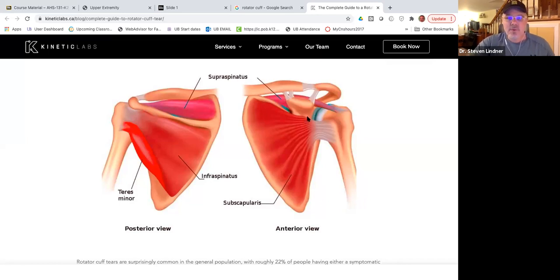Okay, so the rotator cuff muscles are sometimes called the SITS muscles. S-I-T-S, and the last S is for the subscapularis. Okay, so now that I showed you those muscles, let me go to my whiteboard for a second.